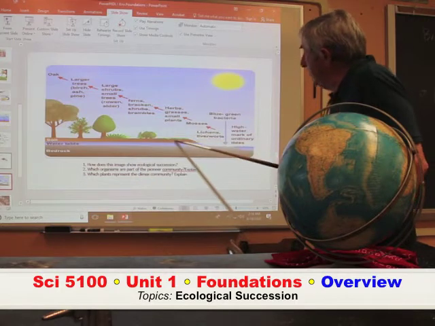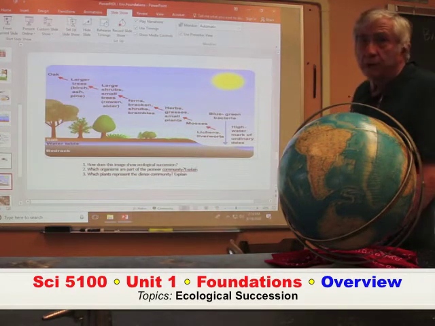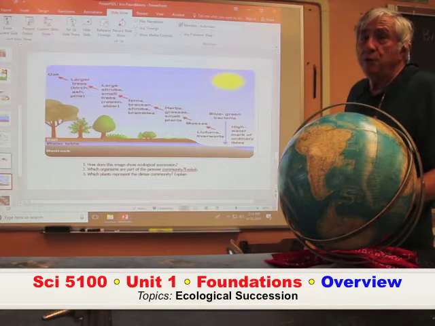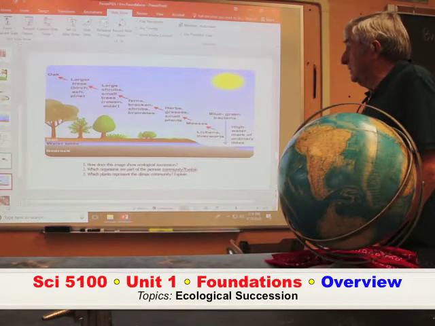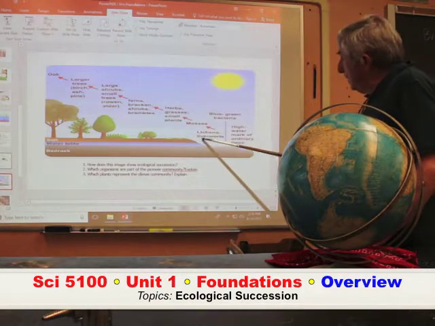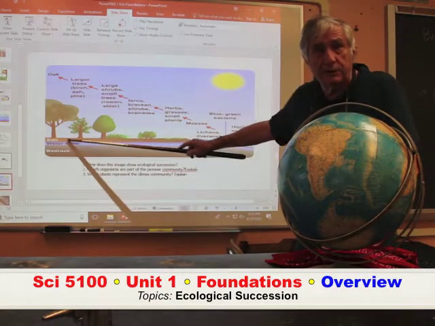So what we have here is an example of change over time by plant communities, and this is called ecological succession. And you can have succession over time, and you can have succession over space.